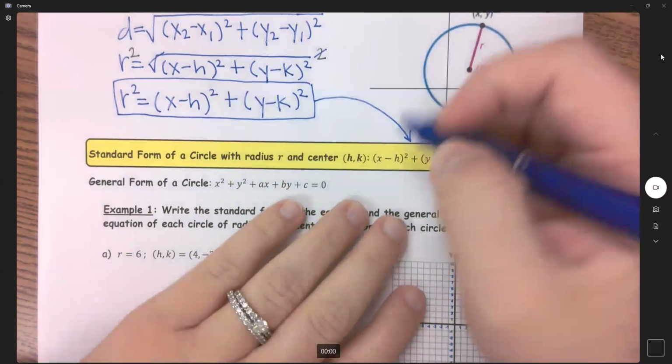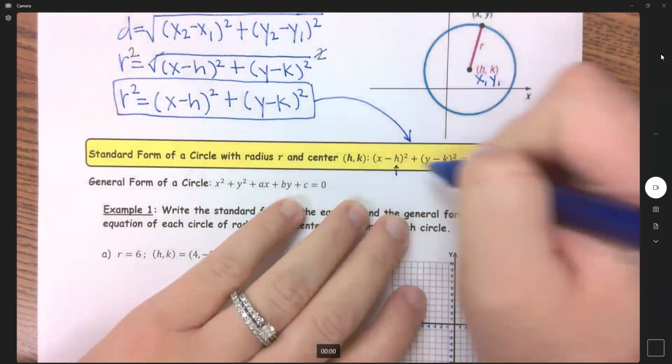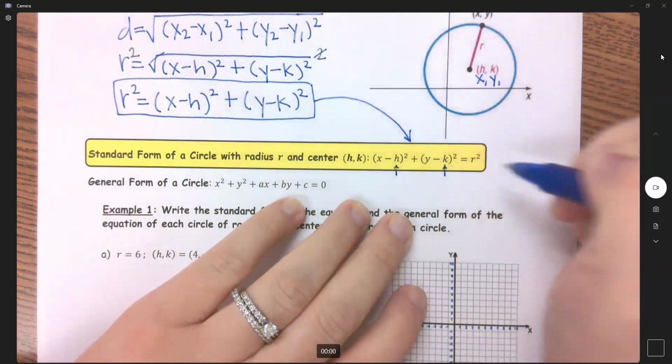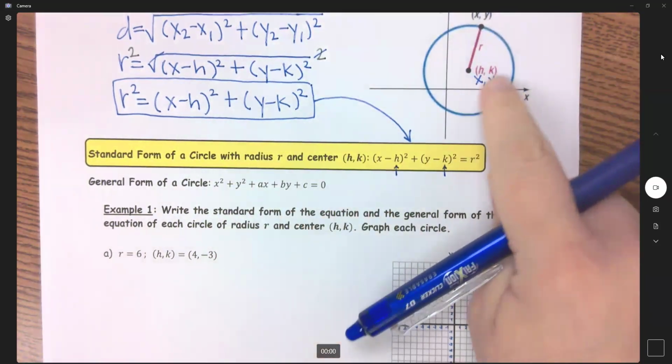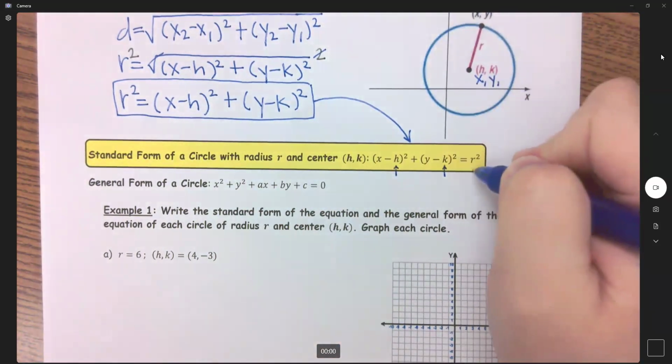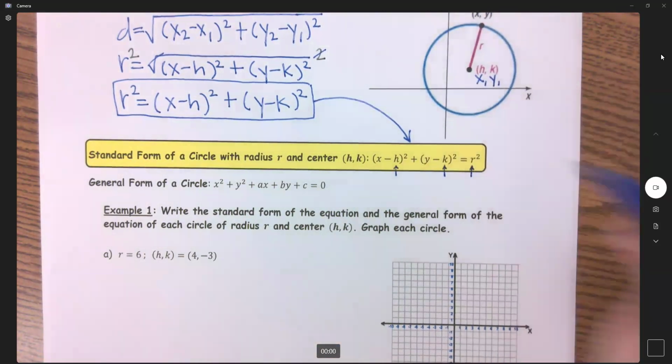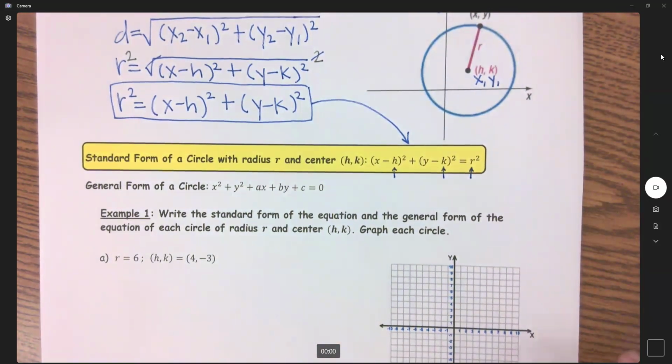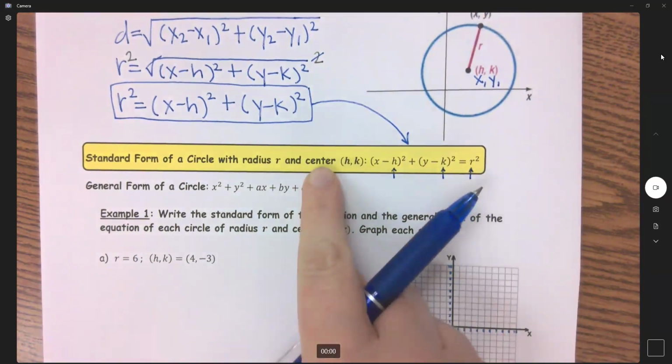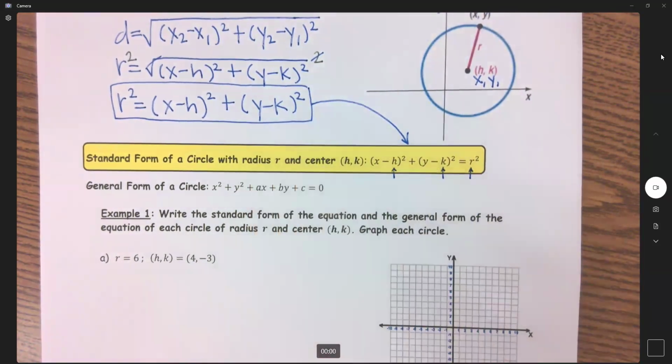So what we are doing is we're plugging in a value for h and k, which is my x and y coordinate for my center, and then substituting in whatever the length of that radius is. So those are the two things we need, the center and the radius.